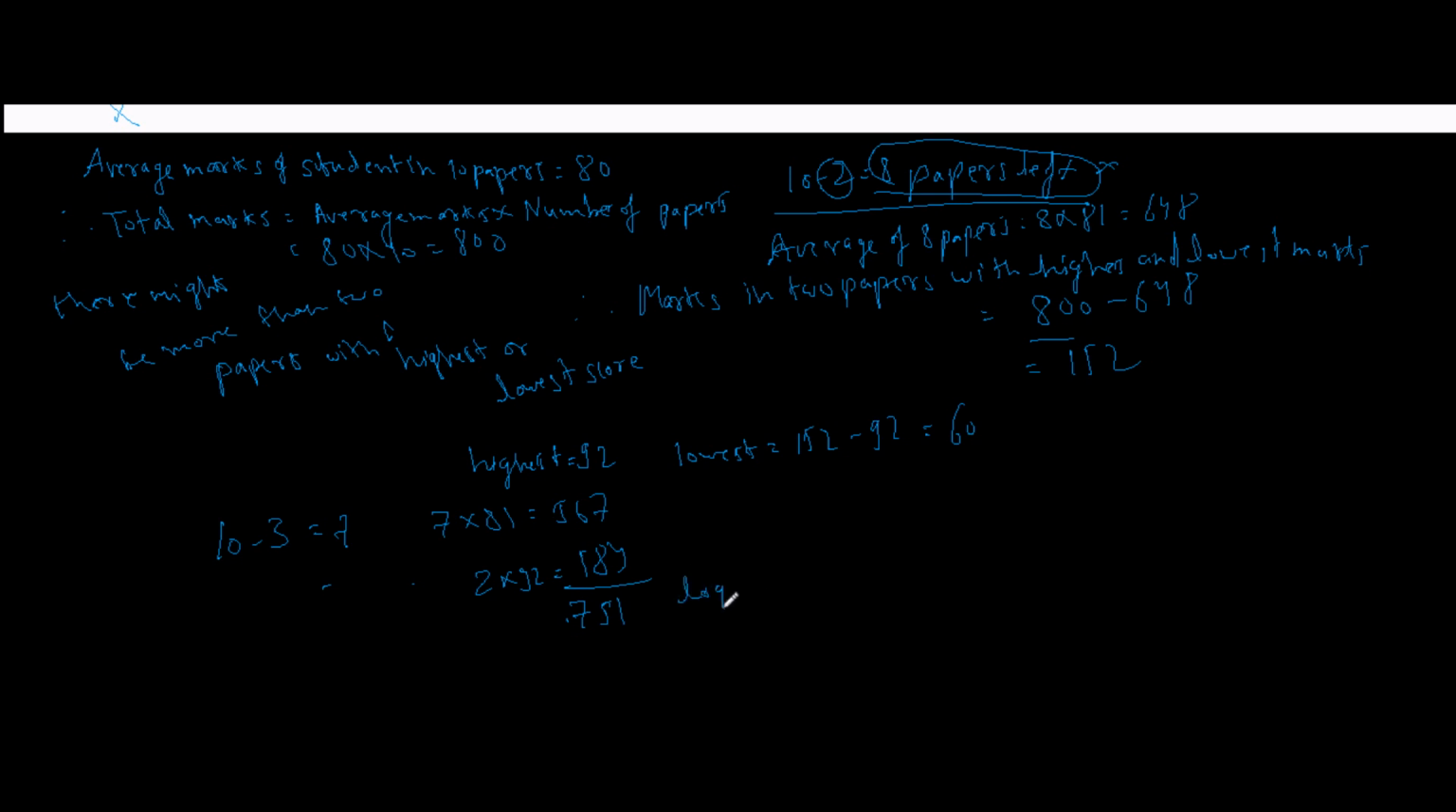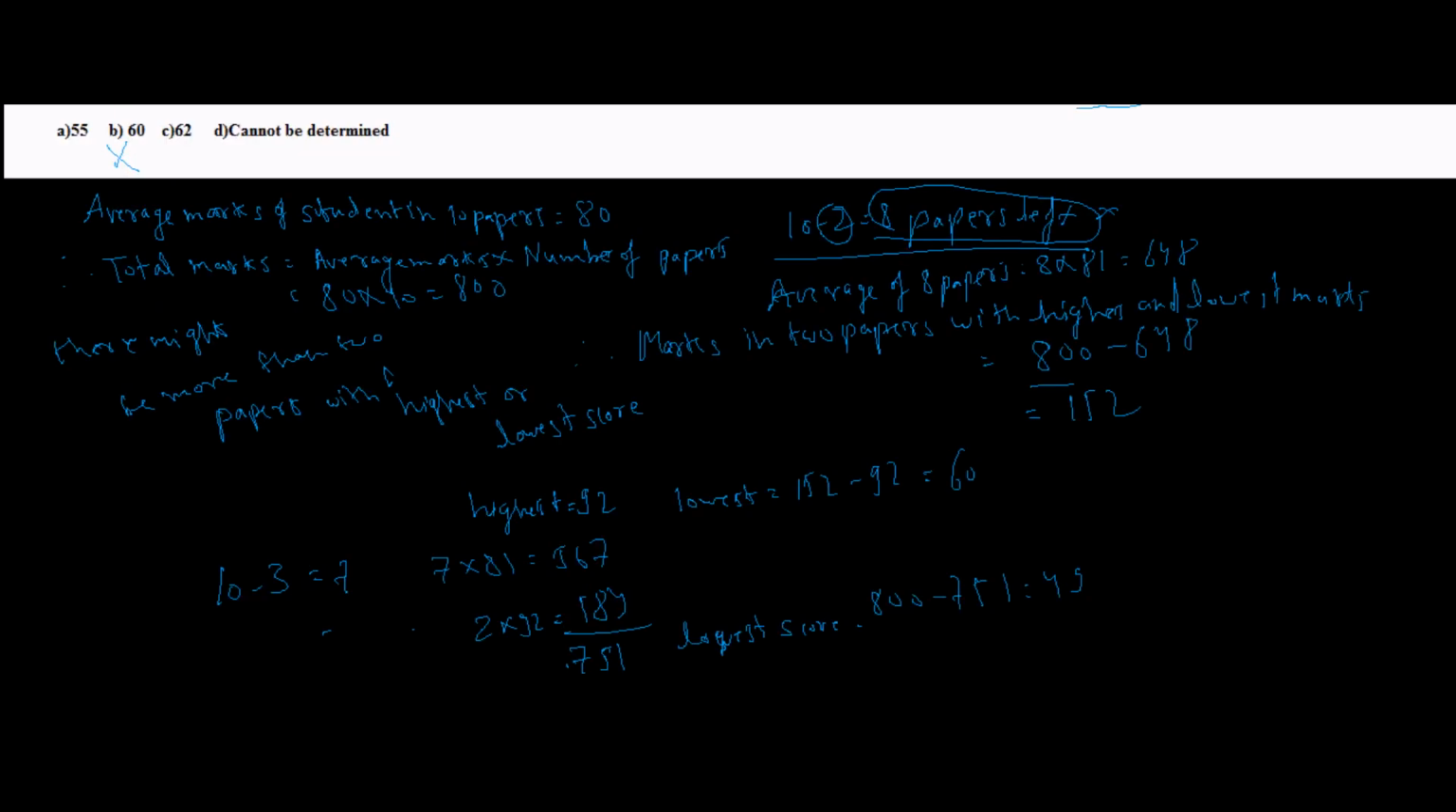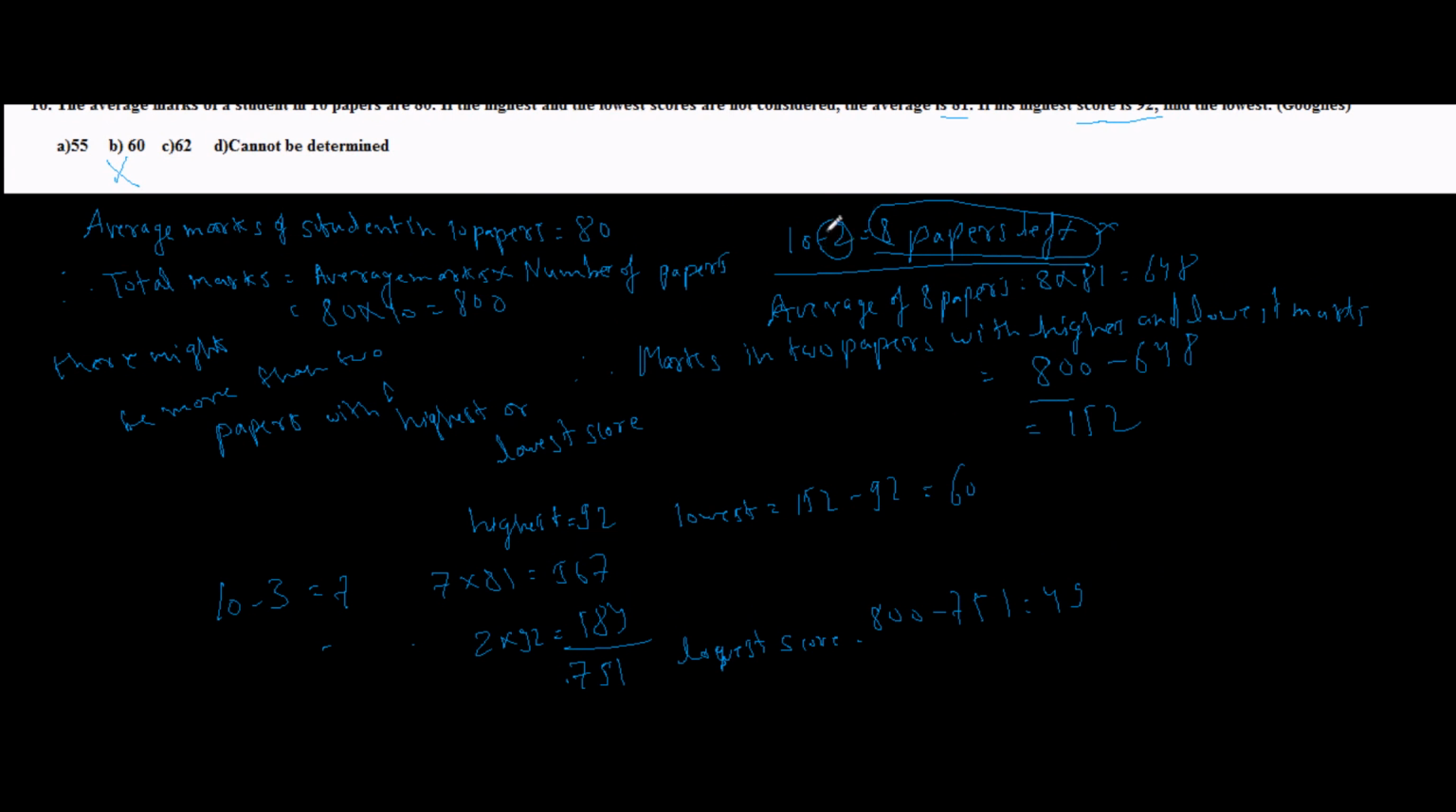Hence lowest score is equal to 800 minus 751 equal to 49. I can very well do that, but then as we saw, it is also possible that only 2 papers are subtracted and we have actually 8 papers left, because highest and lowest is in only one subject, and it is also possible that highest is in 2 subjects. Similarly, it is also possible that lowest is in 2 subjects, and every time we will get a different answer.